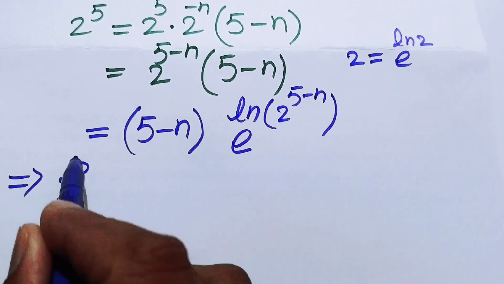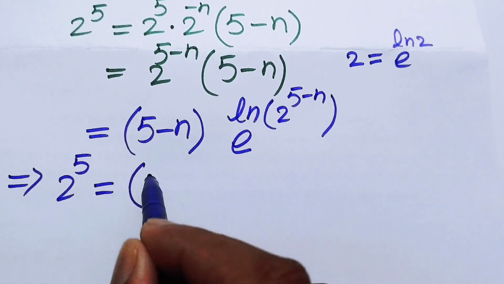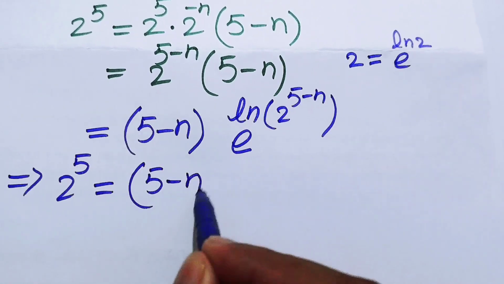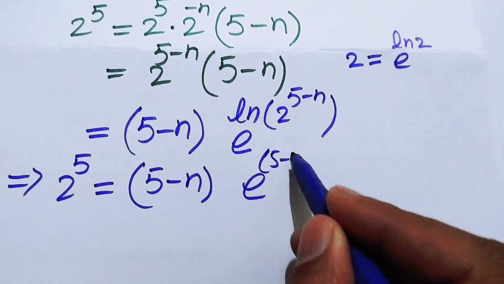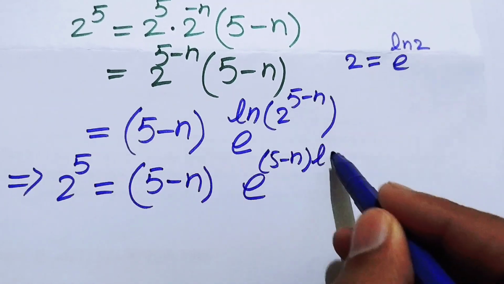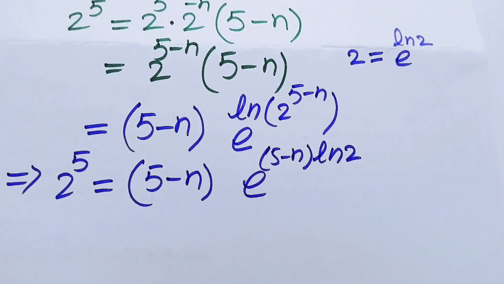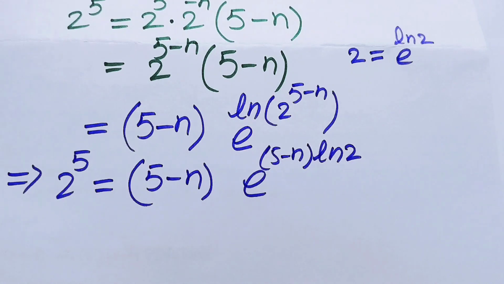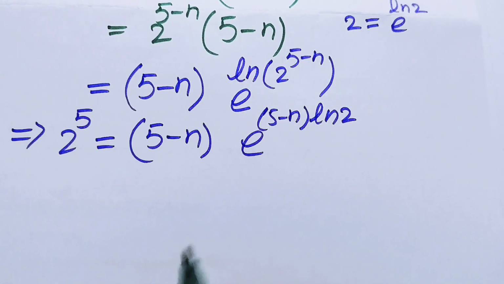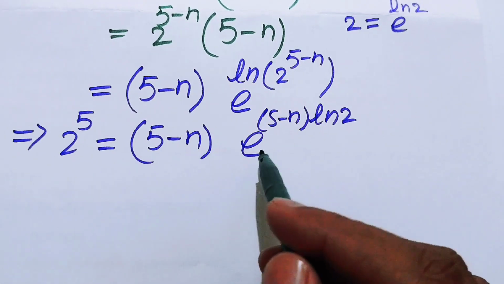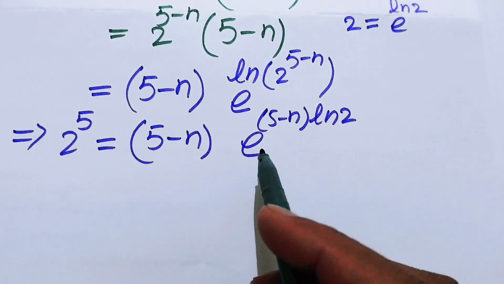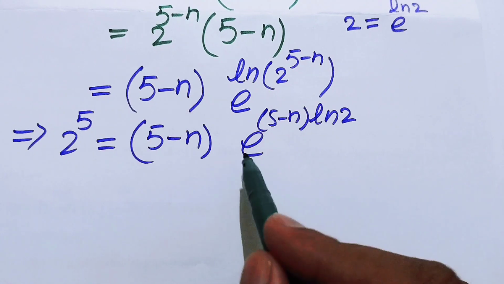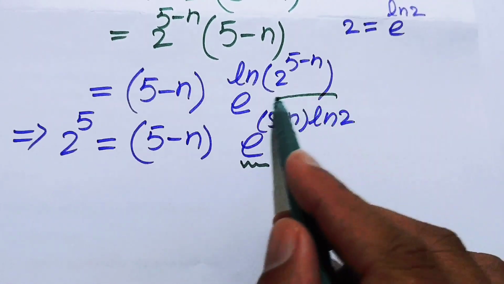as 2 to the power of 5 equals (5 minus n) times e to the power of (5 minus n) times log 2. So now you will focus on both of the sides. You see here on the right hand side we have (5 minus n) times e to the power of (5 minus n) into log 2. So now we make the coefficient of this expression be the same as this.